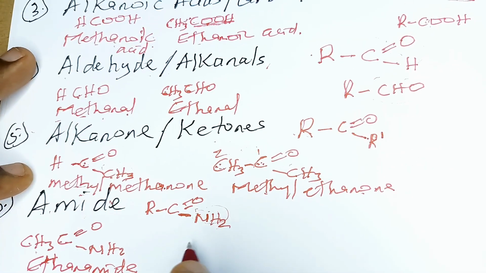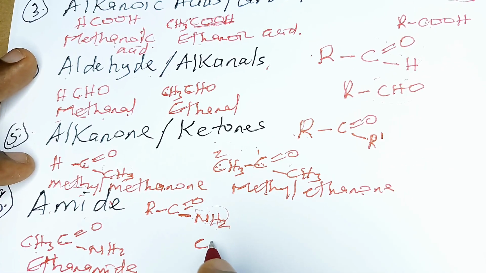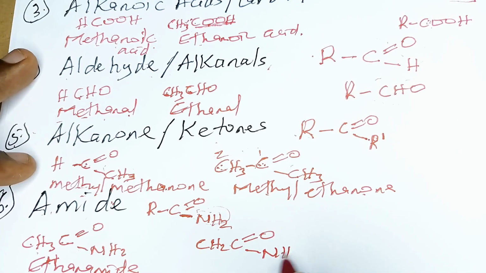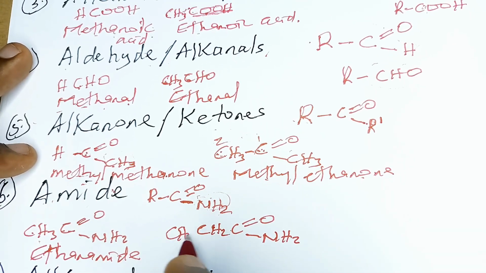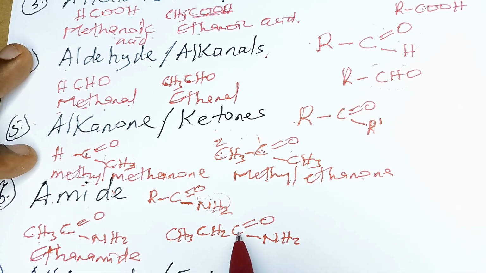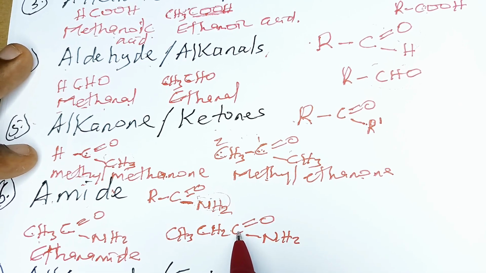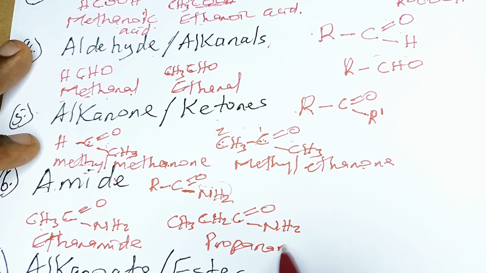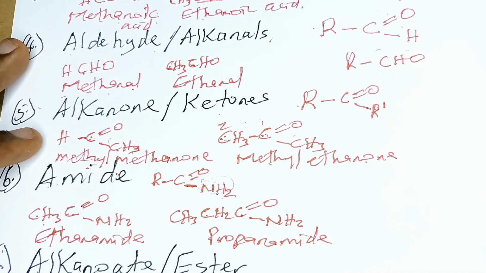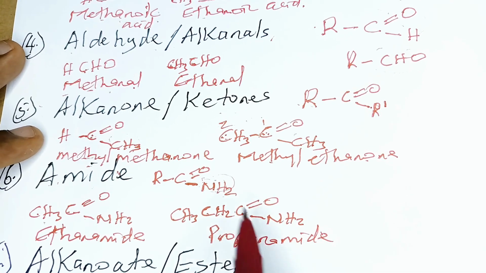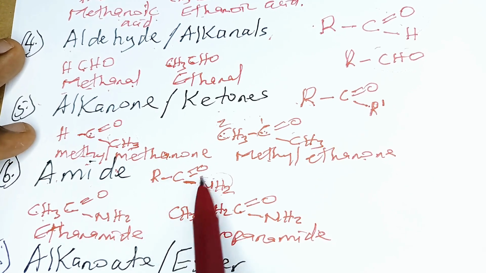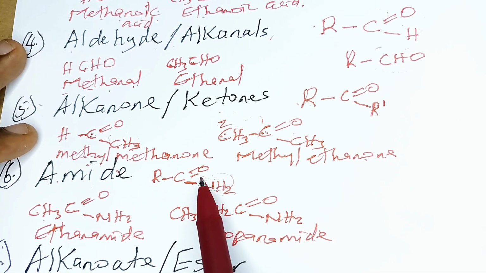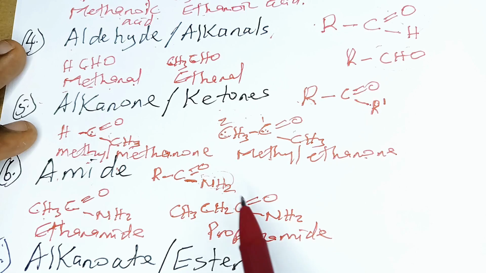If the carbons are more than that, you have CH2, C double bond, NH2, and then you have another CH3 to complete it. So you have 1, 2, 3. You have 3 carbons. 3 is pro. So this will be called propanamide. That's how to name this and to identify amide. It is whenever you see this NH2 here, replacing OH from our alkanoic acid.